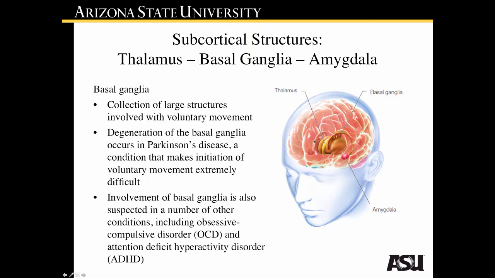The basal ganglia, this area right in here, is a collection of several structures involved in voluntary movement. One of the problems with the basal ganglia happens in Parkinson's disease. In Parkinson's disease, people have real difficulty with things like voluntary movement, and often the basal ganglia are at least somewhat to blame. It's also suspected in a couple of other conditions, including obsessive compulsive disorder and ADHD. So voluntary movement seems to be a big component of what's going on here.